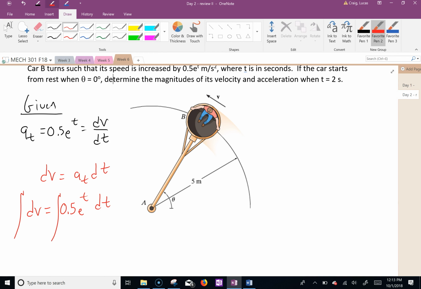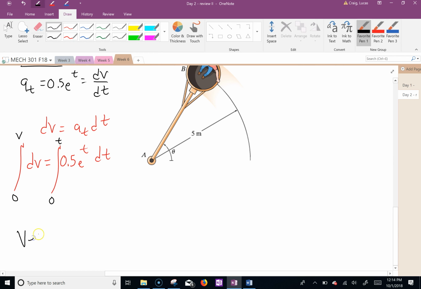And what are our limits of integration? Well, let's do the left side. It starts at rest, right? Yep. Just v. And the right side, I think it starts at 0. You could go to 2, but we'll leave it as t so we can find an equation. Then we'll just plug in 2. This is from 0 to v.